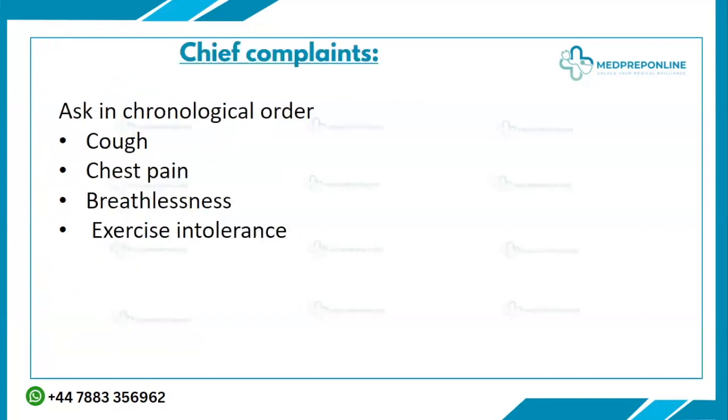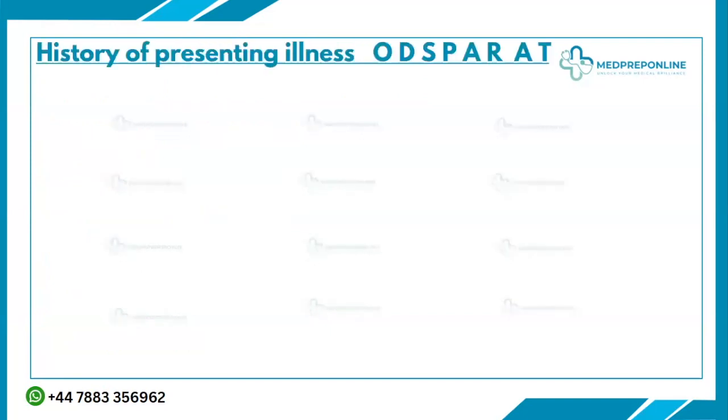Okay. So as I said, the chief complaints, just ask in chronological order. Ask what started first: cough, chest pain. The most important chief complaints you will come across in respiratory are these: cough, chest pain, breathlessness, exercise intolerance. Okay, so then we move on to the history of presenting illness.